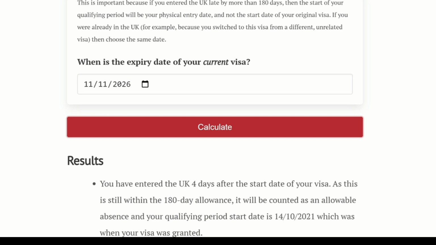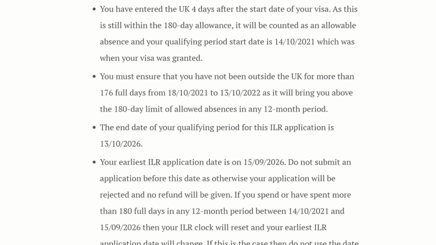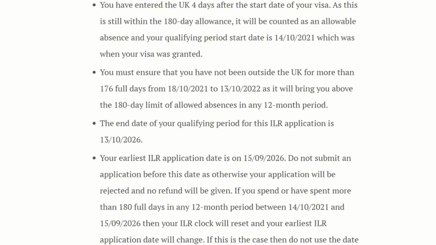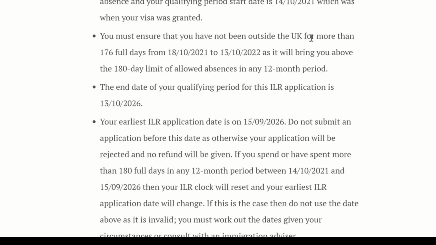The result says you have entered the UK 4 days after the start date of your visa. As this is still within the 180-day allowance, it will be counted as an allowable absence, and your qualifying period start date is 14th of October 2021, which was when your visa was granted. Some people don't know they're eligible for ILR because they keep calculating the date they came into the UK instead of the date their visa was approved.